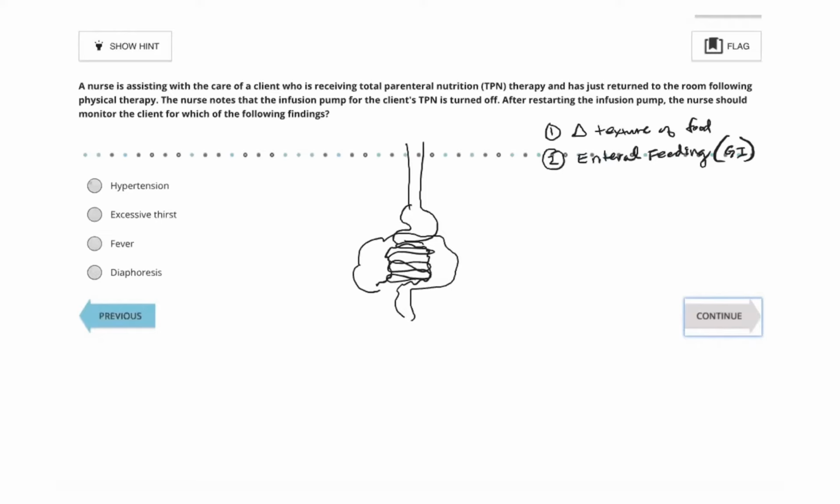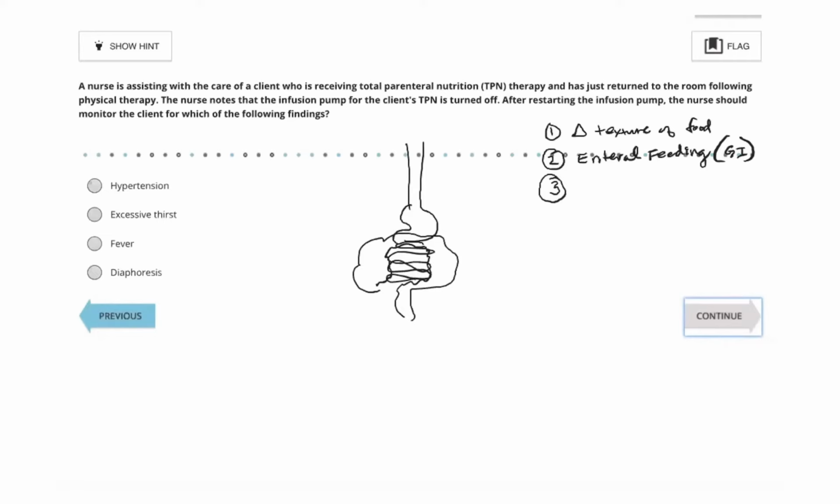And we can either do a PEG tube through here. This is the abdominal wall, and they have a G tube, right? Or we could do an NG tube, correct? Those are all kinds of enteral feedings. We can do that. But then we have some patients that cannot tolerate that for whatever reason. They have an underlying disease or disorder where their GI system is not functioning. Does that make sense?